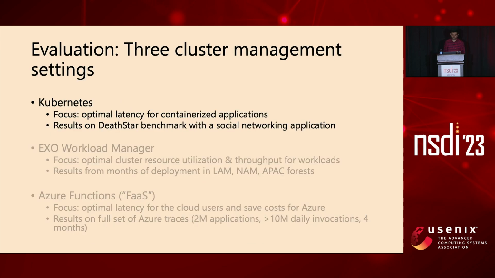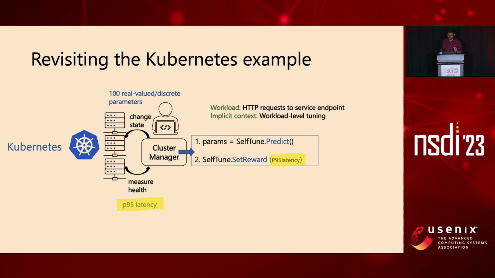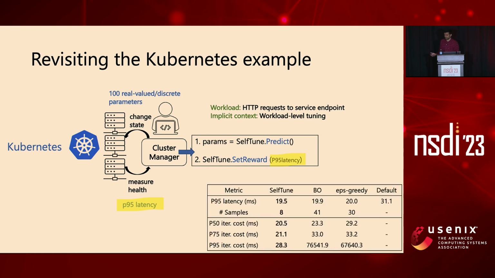Moving on to evaluation, we consider three cluster management settings. One is Kubernetes, where we simulate a social networking application that uses about 30 microservices using the DeathStar benchmark, and our goal is to minimize tail latency here. As you can see highlighted, we compute the P95 latency and pass this on to SelfTune through set reward, and we use that to tune about 100 parameters, both real-valued and discrete. And here are the results.